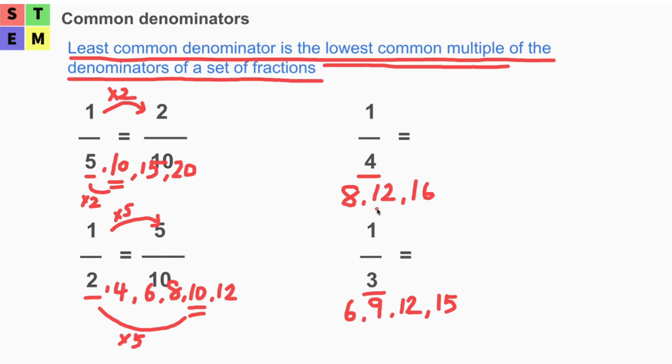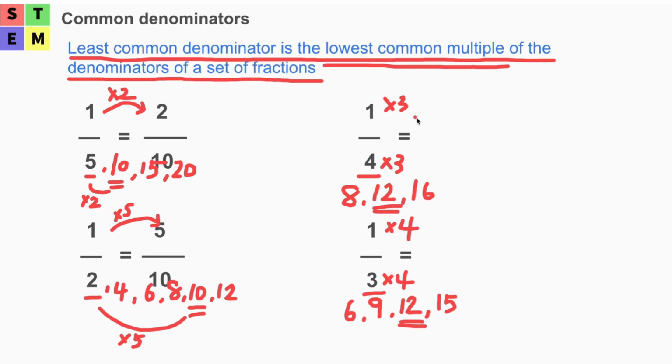We don't have to continue because we found the least common multiple: 12 here and 12 here. To get this 12 from 4, I have to multiply by 3, so the numerator also gets multiplied by 3. And 3 times 4 equals 12, so that numerator gets multiplied by 4.